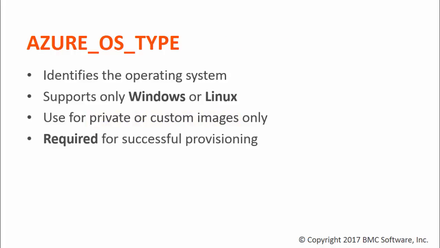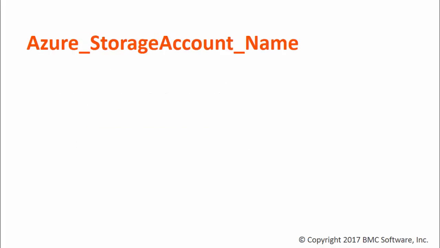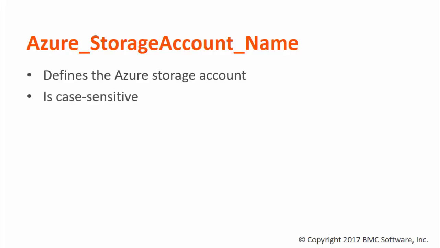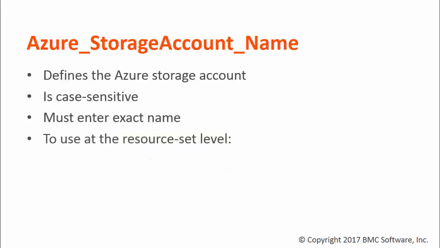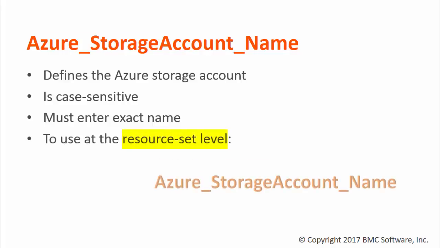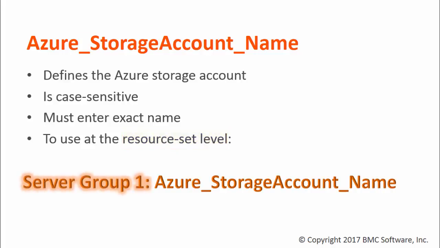The Azure Storage Account name parameter defines the Azure storage account where you want to place the provisioned Azure service. The field is case sensitive and you must enter the exact name. If a name is not entered, a new storage account is created. You can use the Azure Storage Account name parameter at the resource set level by adding it before the parameter with a colon.